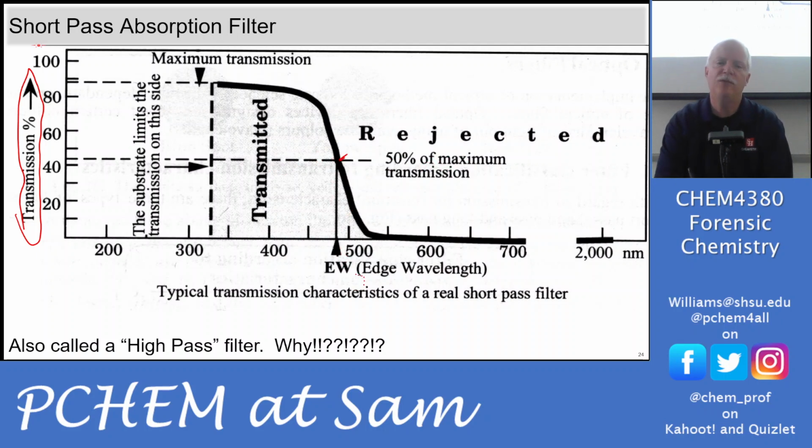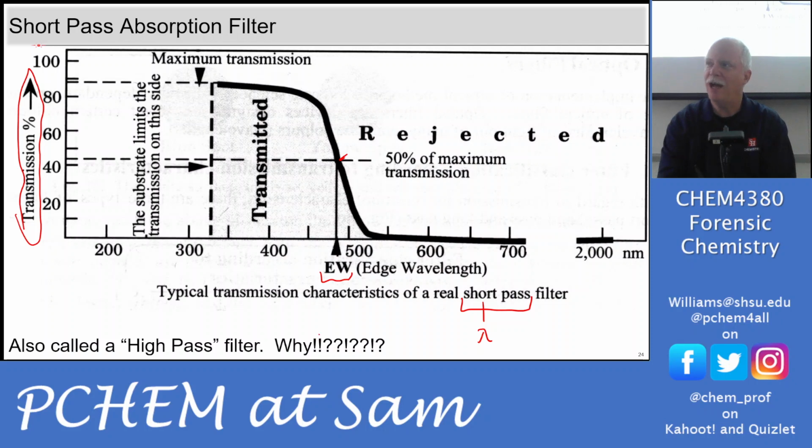So the edge wavelength is not enough to tell us what kind of filter it is. So that's just where this edge is. You need to know if it's a low pass or a high pass or short pass or long pass. And so this is a short pass filter. So that means the short wavelengths are passed, which means the short wavelengths are transmitted. Okay. This is also called a high pass filter.